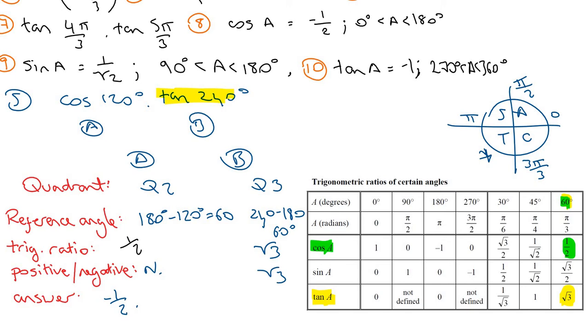So our overall answer, A times B, is a minus a half times root 3, which is equal to a minus root 3 over 2.